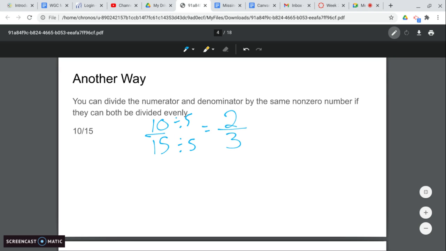Now, if we would have had the fraction 10/13, could we use this method to simplify, or to find an equivalent fraction? No, we can't. So this method won't always work for every fraction that you have. It'll only work on the ones that can both be divided by the exact same number.